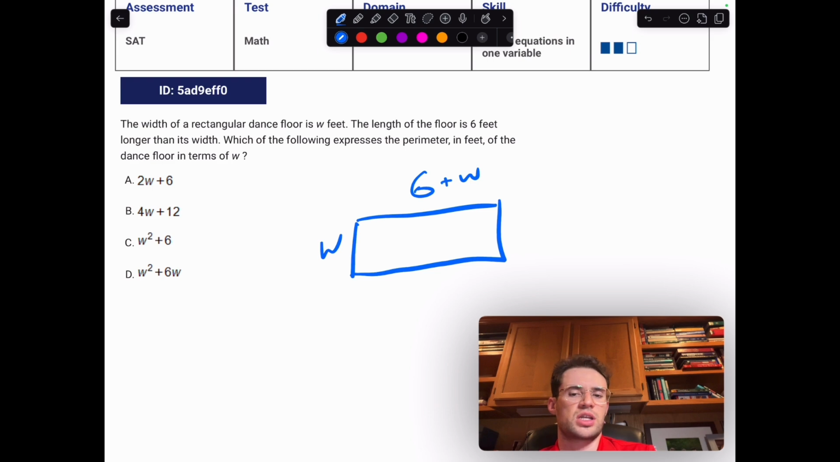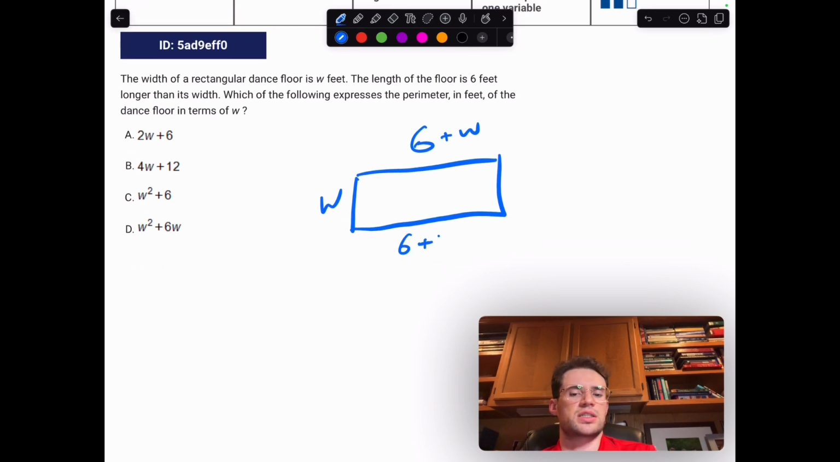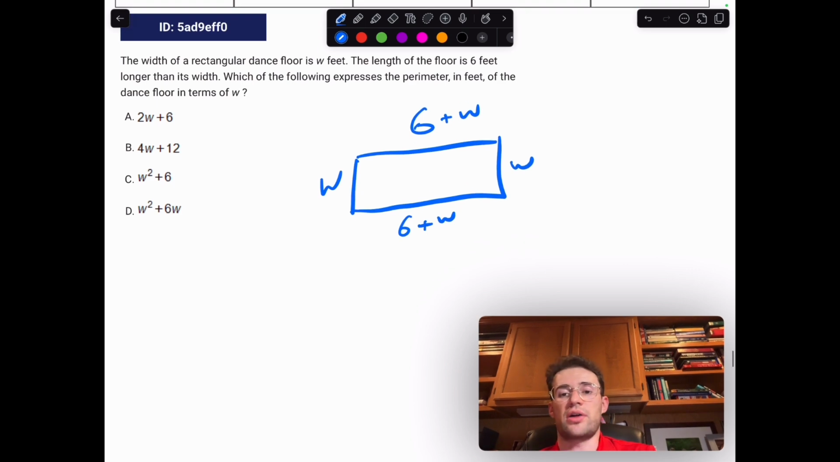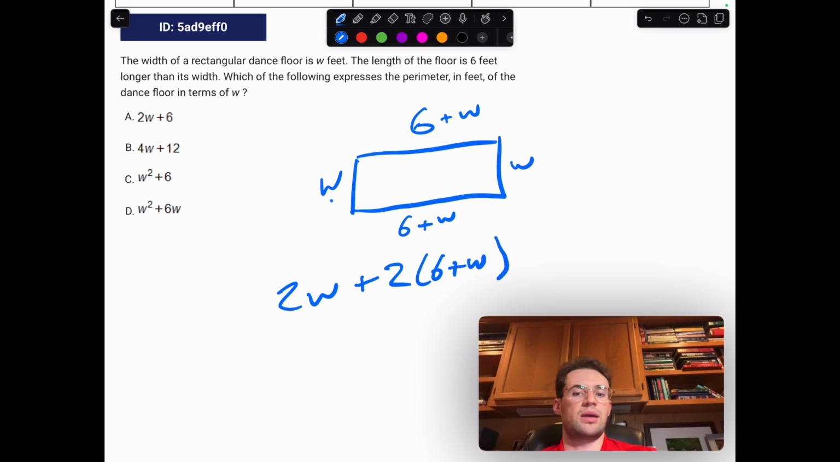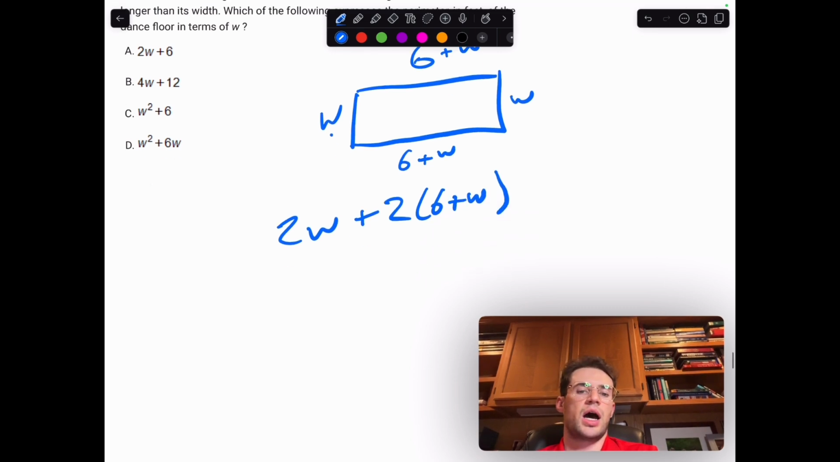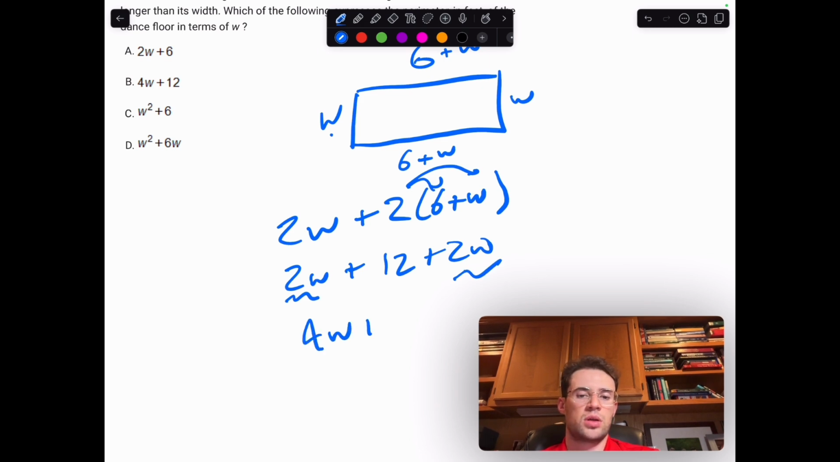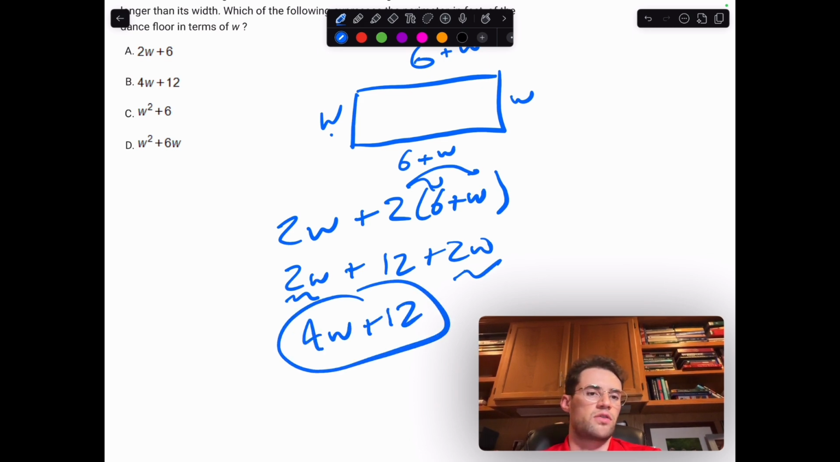The perimeter is just going to be adding up the 4 sides. It's a rectangle. So you think of it as 2 times the length plus 2 times the width, or just draw it out like this, and you'd get w plus w is 2w, and then you have 6 plus w plus 6 plus w. That's 2 times 6 plus w. It still ends up being the same, 2 times the length plus 2 times the width. That gives you 2w plus, distribute your 2, 12 plus 2w. So 2w plus 2w is 4w plus 12. So 4w plus 12.